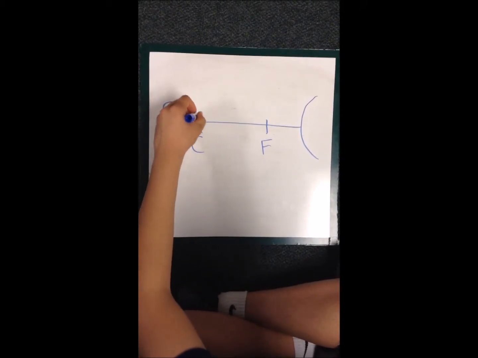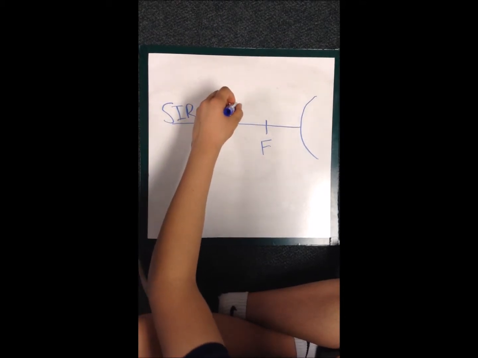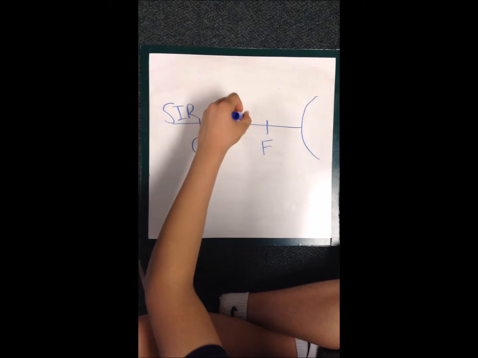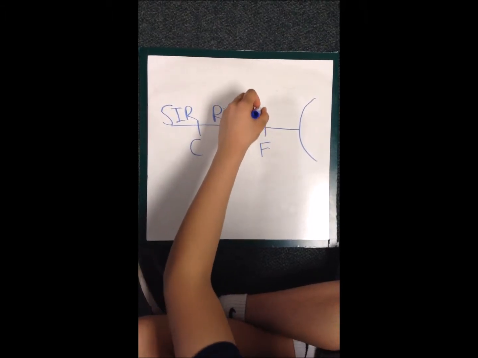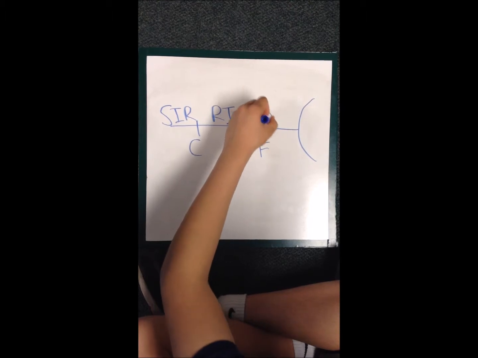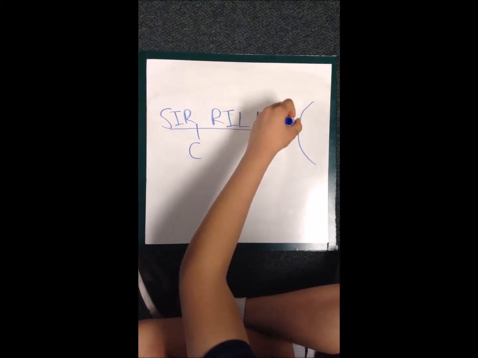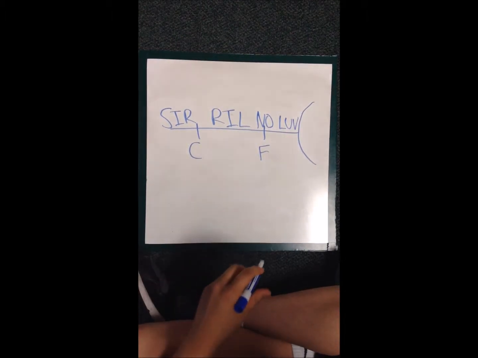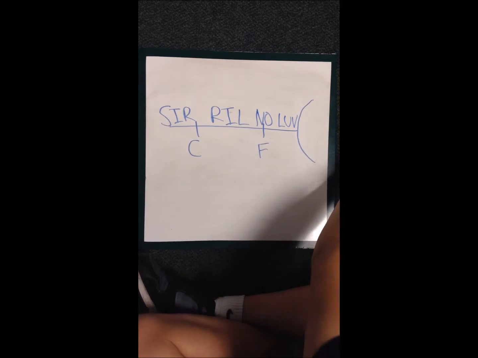When the object is outside the center of curvature, the image formed will be SIR, which stands for smaller, inverted, and real image. When the object is between the curvature and the focus, the image formed will be real, which stands for real, inverted, and larger image. When the object is directly on the focus point, no image will be formed, so the acronym is no.